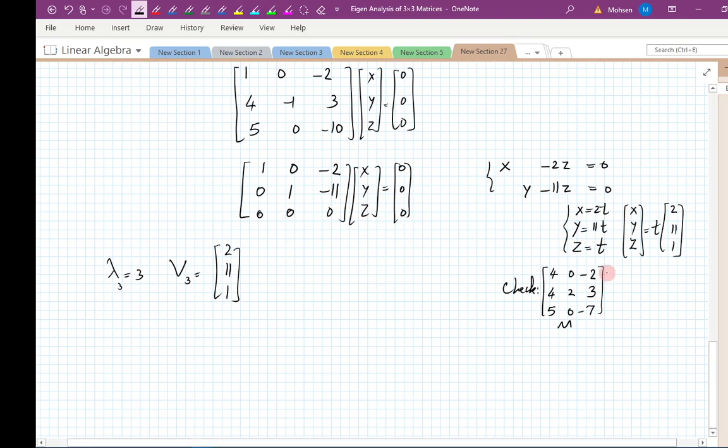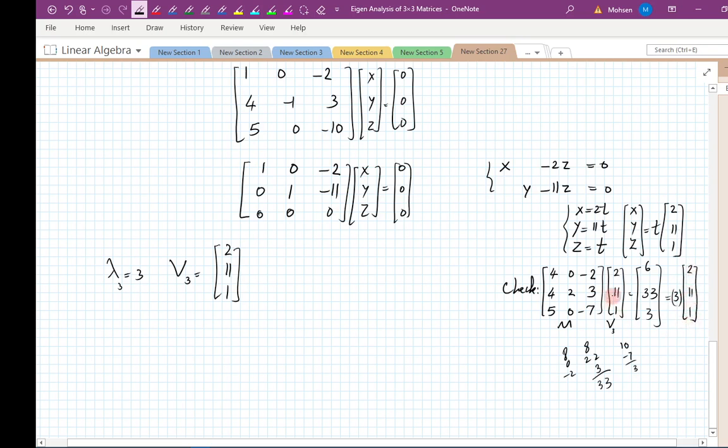Times, so M times v, the third eigenvector, 2, 11, 1. So 4 times 2 is 8, 0, and the minus 2, that gives me a 6. Good news, this is triple of that. Next, 8, 22, and 3, so that's 33. Again, good news, this is triple of that. Last, 10 minus 7, that is 3. So, as we expect, this is triple of the input.